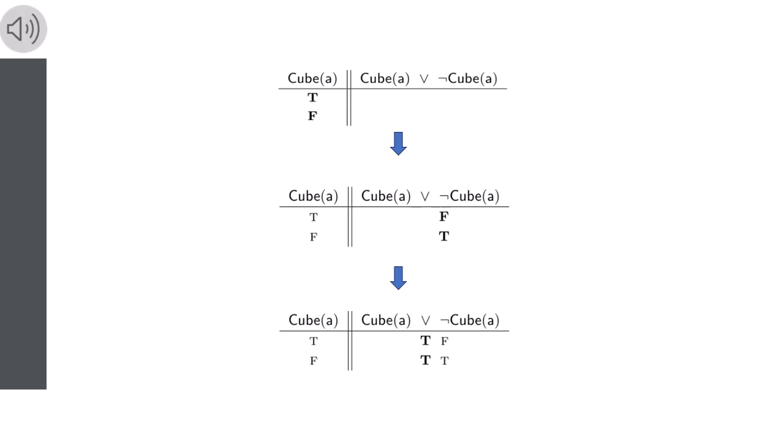Now, because there's only one distinct atomic sentence appearing in this complex sentence, the number of rows that we're going to have in our truth table is going to be 2 to the power of 1, which is just 2. And that's because there's only 2 possibilities for this atomic sentence, cube A. Either it's true or it's false. Then to the right of those atomic sentences, we write the complex sentence S, which in this case is cube A or negation cube A. And you'll notice that we put a double vertical line there to indicate that we're separating those atomic sentences from the complex sentence that we're interested in investigating the truth value of.